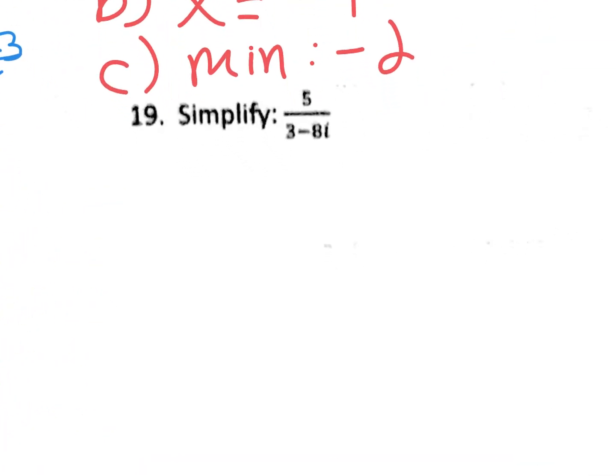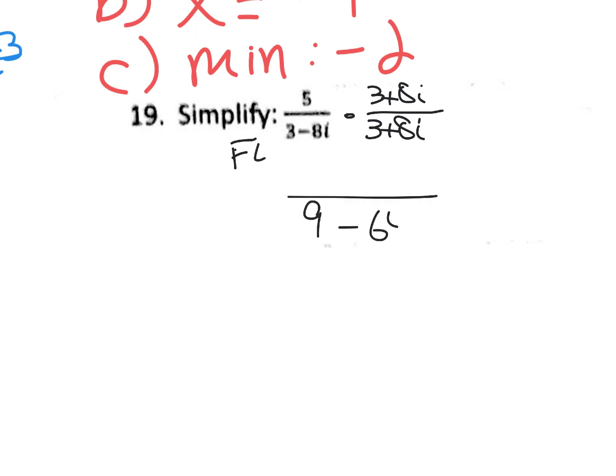Last one, number 19. You can't leave an i in your denominator, so you got to multiply by the conjugate of the denominator, which is 3 plus 8i. Denominator, they're conjugates, so I'm just going to do the bottom. 3 times 3 is 9. Negative 8 times positive 8 is negative 64 i squared. My numerator, I'm just going to distribute.